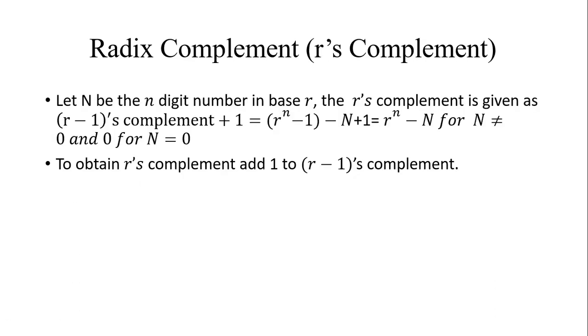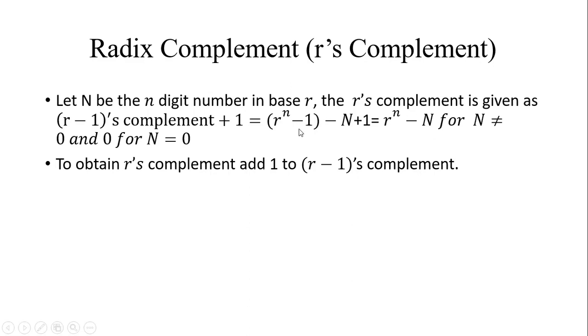Radix complement or r's complement. To obtain r's complement, add 1 to the r minus 1's complement. For example, let N be the n-digit number in base r. The r's complement is given as r minus 1's complement plus 1. So this factor, r to the power n minus 1 minus N, represents the diminished radix complement, and plus 1. So it represents radix complement when we add 1 to the diminished radix complement.